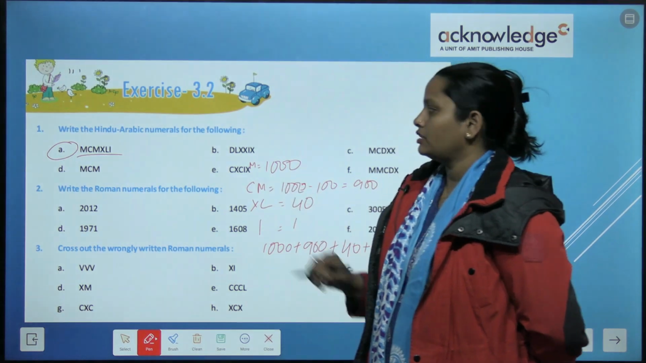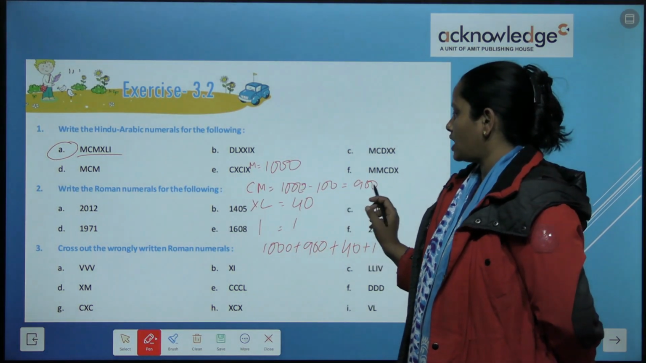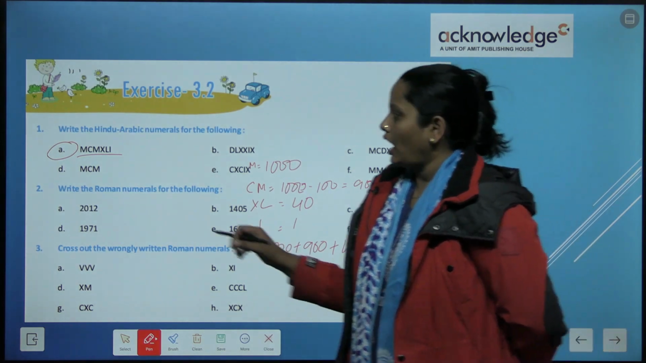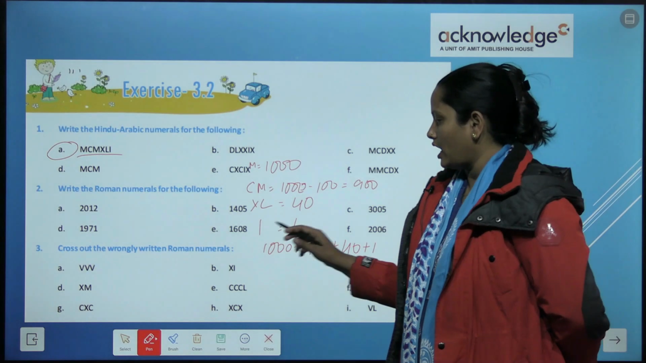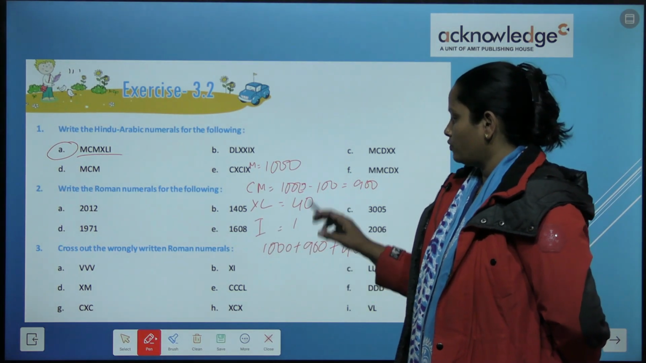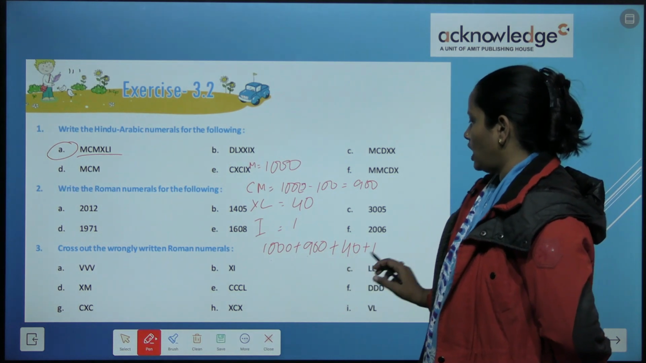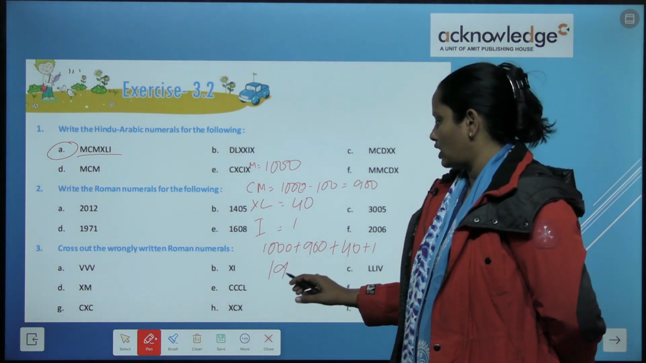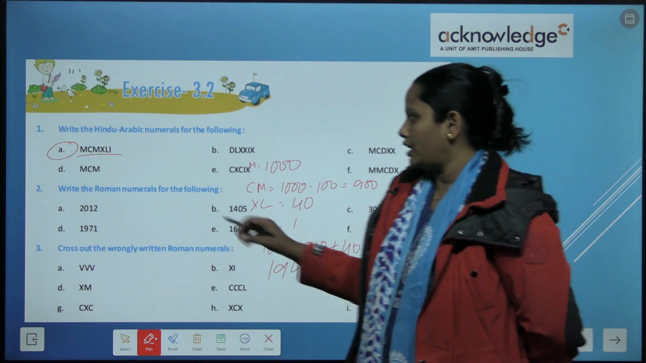M means 1000, CM means 1000 minus 100 which is 900. Again XL means 40 and I means 1. So when we add these 1000, 900, 40 and 1, we get 1941. So this is the answer.